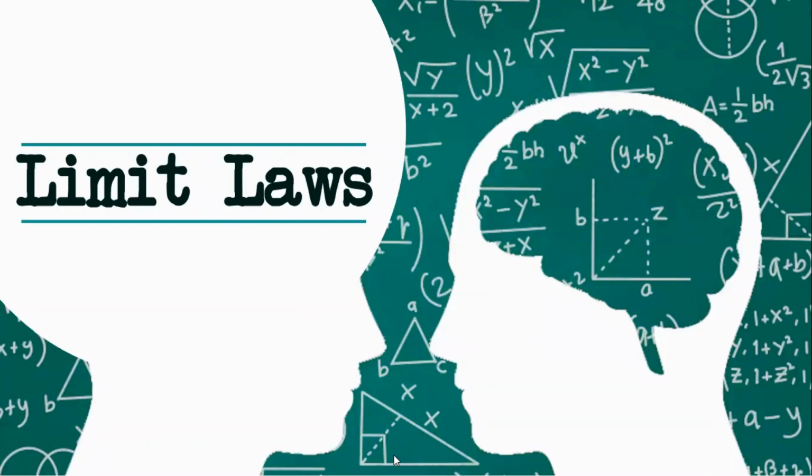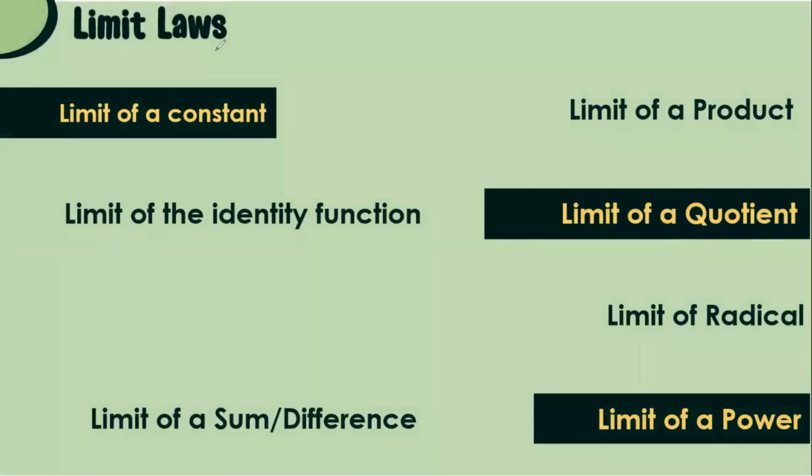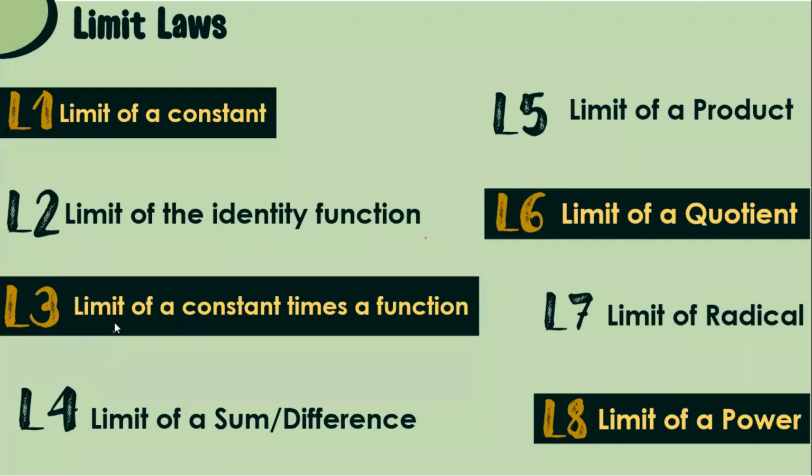Okay, so we have different limit laws here. I will let you know what these limit laws are. As you can see, we have different kinds of limit laws. Limit 1, limit of a constant. Limit 2, limit of the identity function. Limit 3, limit of a constant times a function. Number 4, limit of a sum and difference. Limit 5, limit of a product. Limit 6, limit of a quotient. Limit 7, limit of a radical. And limit 8, which is limit of a power.